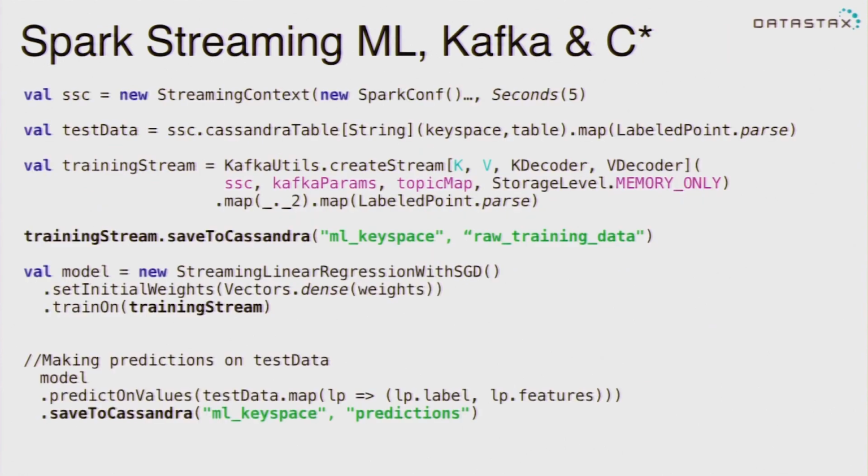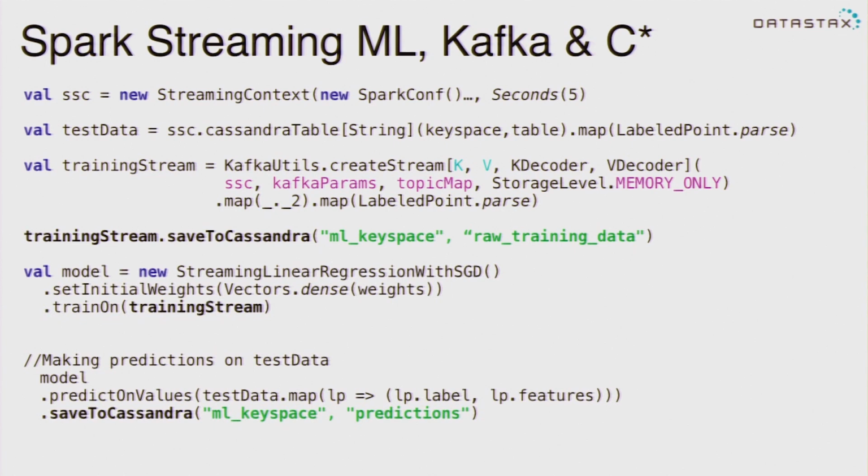So here's just a very basic example. I want to train a linear regression model on the streaming data. It's the same setup I've been showing you so far. Say my data is coming in from my Kafka stream asynchronously.